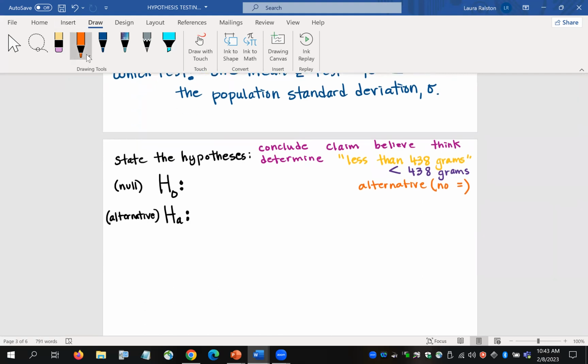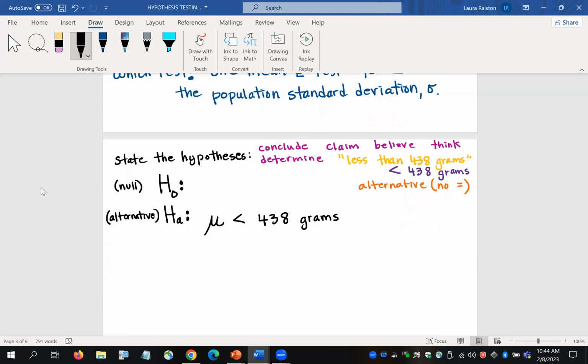When you write your hypothesis, you have to include the population parameter. We're talking about the mean. So the mean is less than 438 grams. That is the alternative hypothesis. It's the alternative because the phrase less than 438 does not imply and does not contain equal at all.